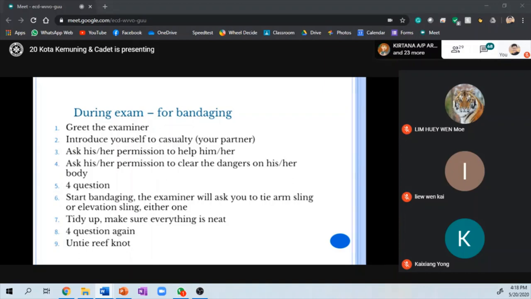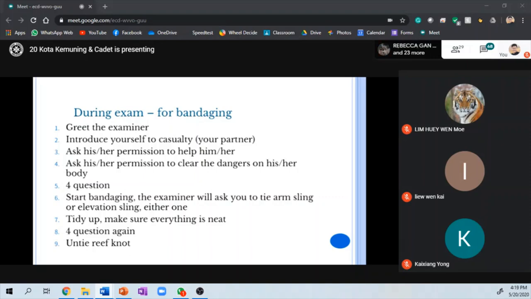And then, as usual, you need to ask the four questions. Can you move your finger? Do you feel any numbness? Can I check your capillary refill? Can I check your pulse rate? Okay, and then start bandaging. The examiner will ask you to tie either the arm sling or the elevation sling, either one, won't be two. Either your partner ties the arm sling and you tie the elevation sling, or you tie the arm sling and your partner ties the elevation sling.